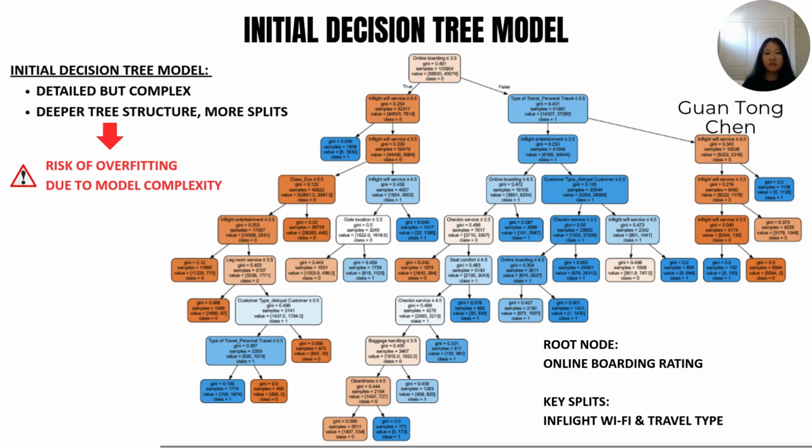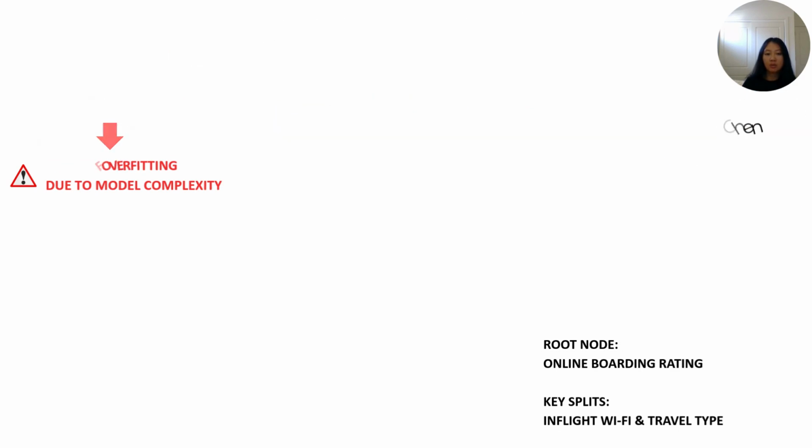For example, individual travelers who also rated Wi-Fi poorly were more likely to be dissatisfied. Through the decision tree, we can easily find the significant factors that affect customer satisfaction. However, its complexity poses a problem: the risk of overfitting. So next, we will apply pruning to refine the model.